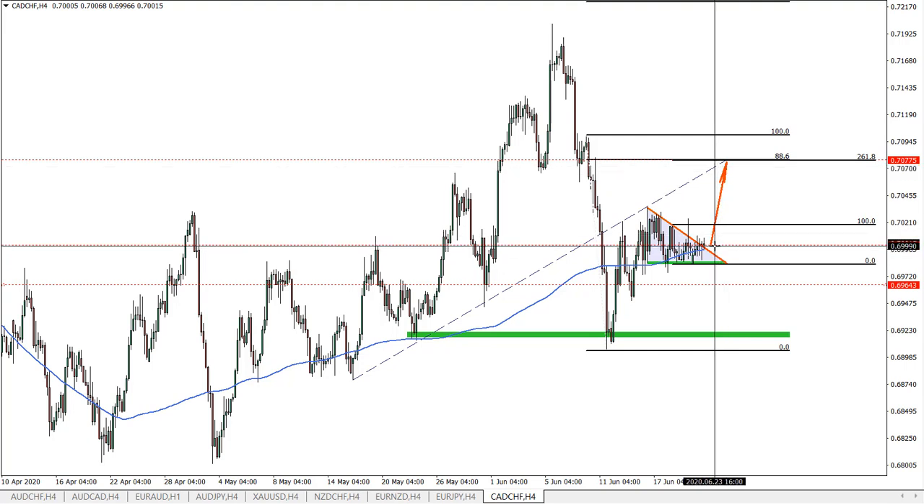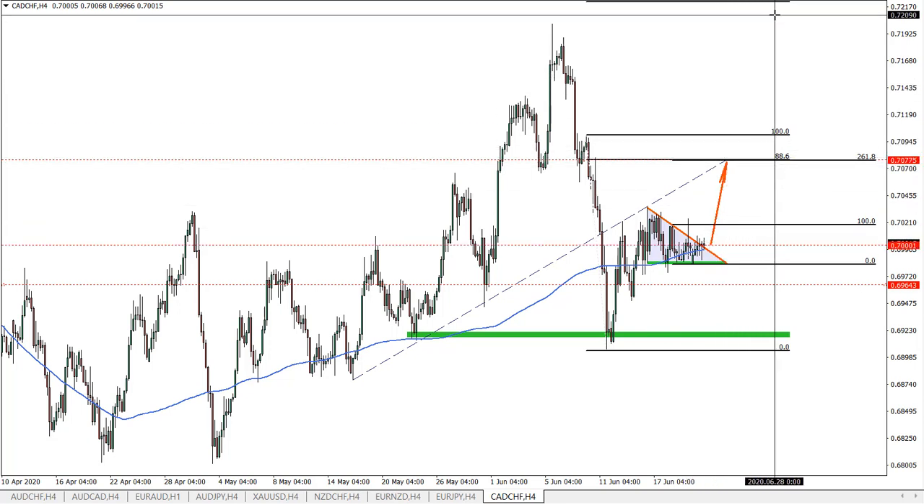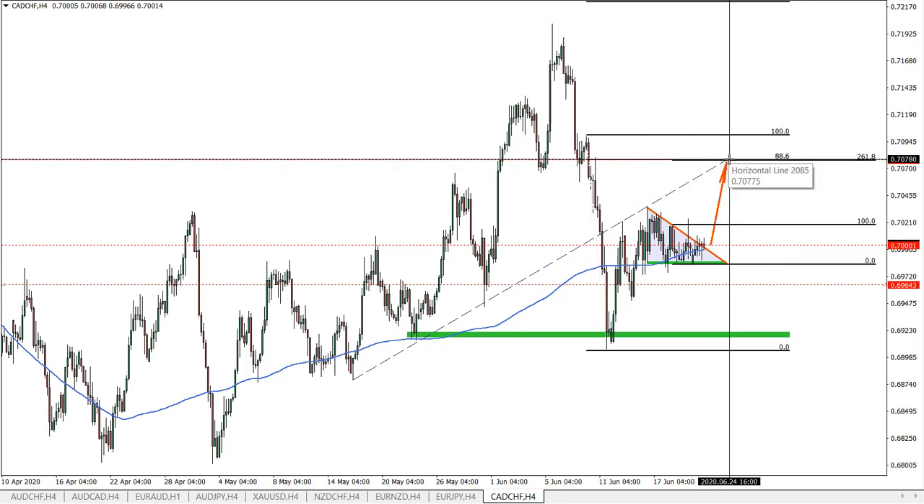So I do think that this idea will take approximately 48 hours for this target to be reached. If there is a breakout, there will be quite a strong rally to the upside, but this is the nearest resistance, and first we need to see what will happen.